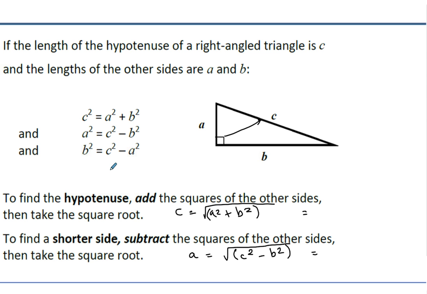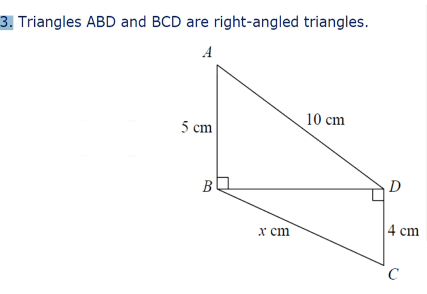Okay, let's have a look at some questions. Here we've got triangles ABD and BCD are right angle triangles, and sorry, the question disappeared. It says work out the value of x. So the length of side BC.